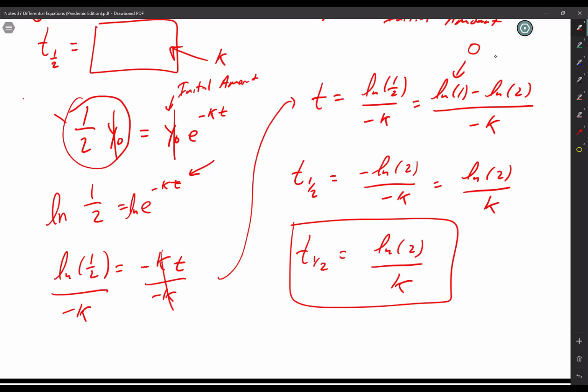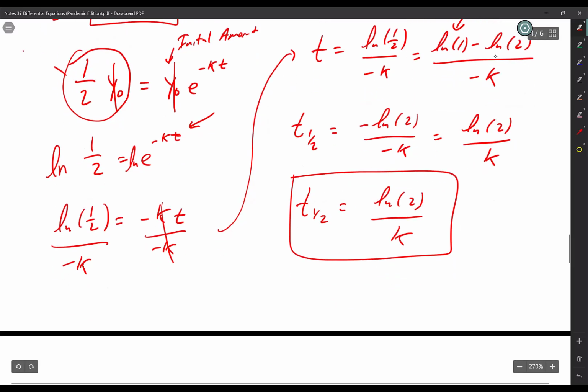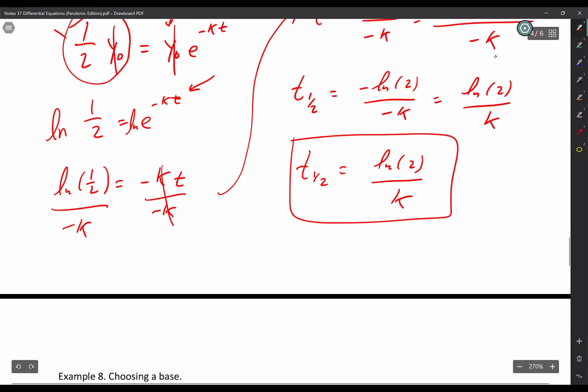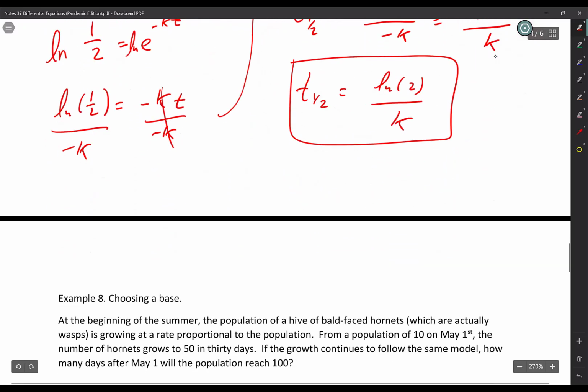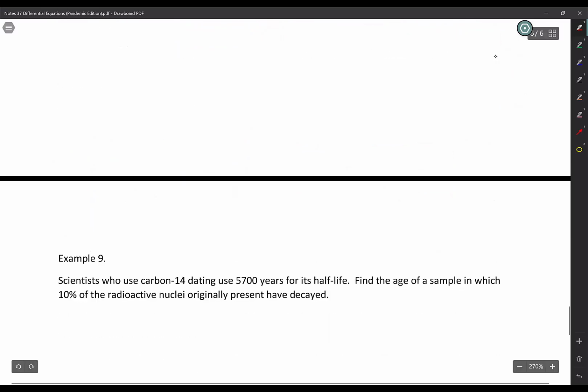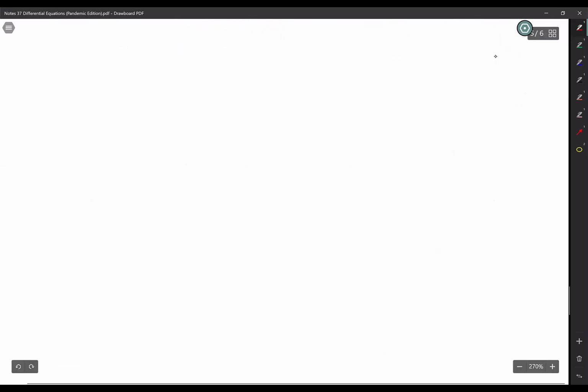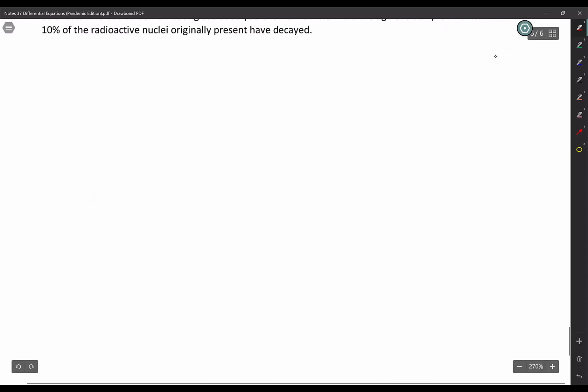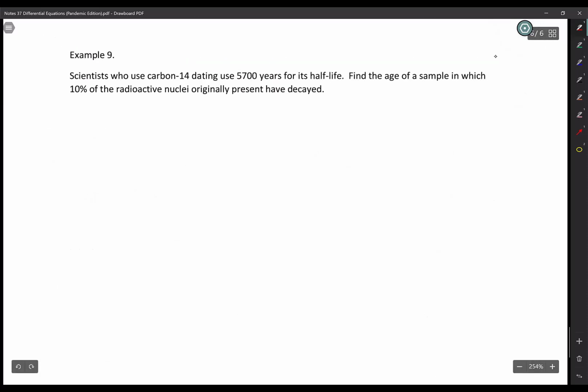Cool or not cool? Oh, you don't like it. Okay, no, don't worry. I'm going to help you on this. You know what? Let's do example 9 first before we do example 8. So go to the last page.